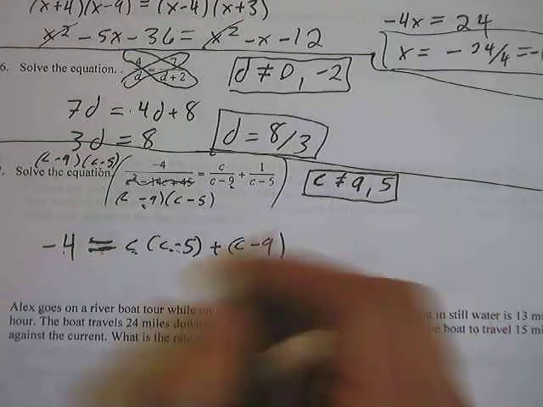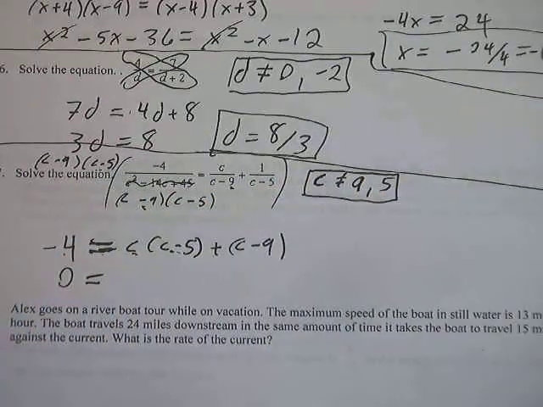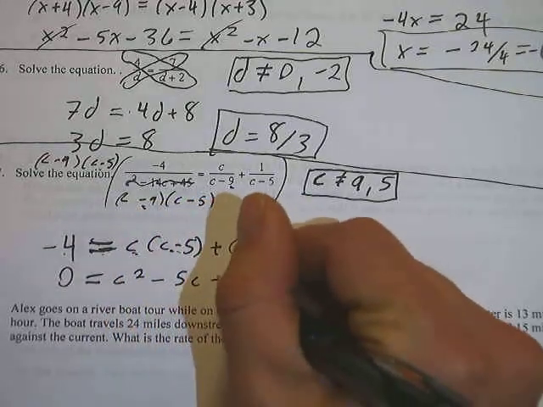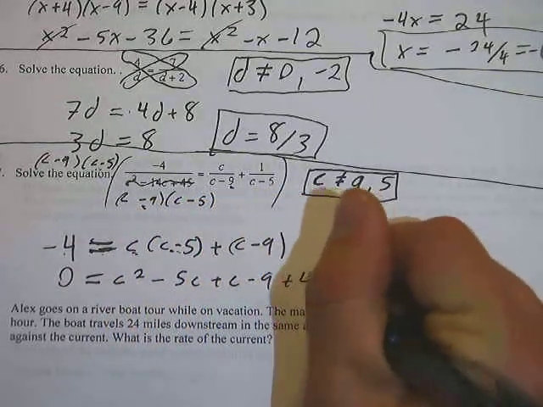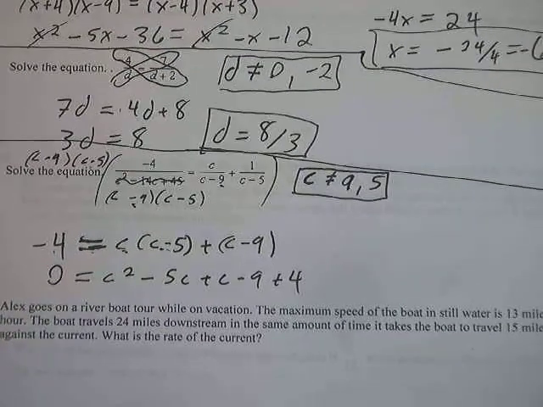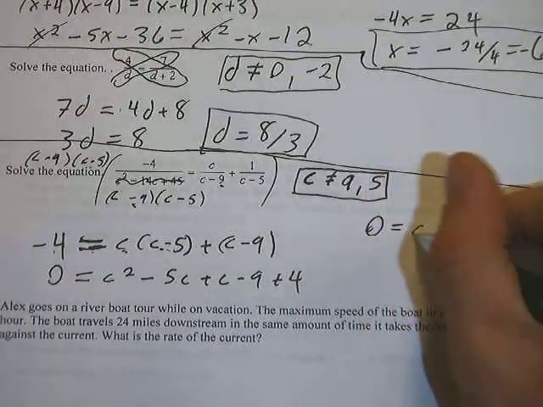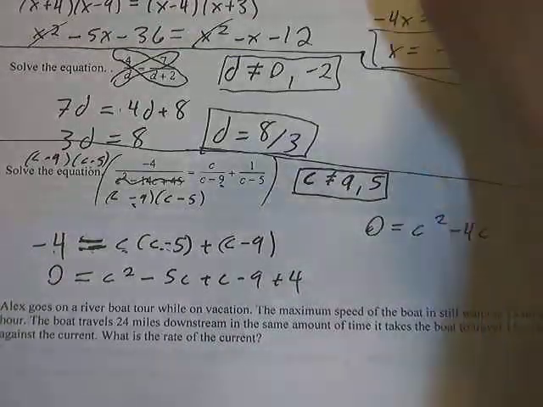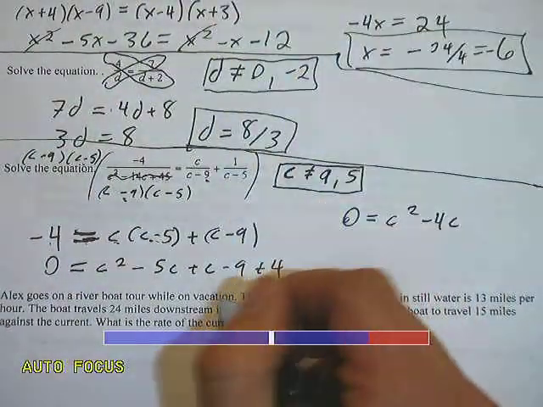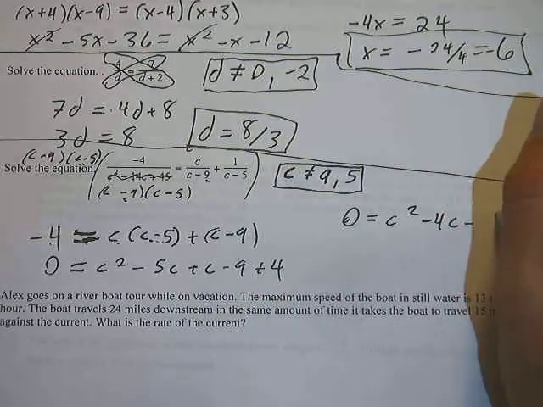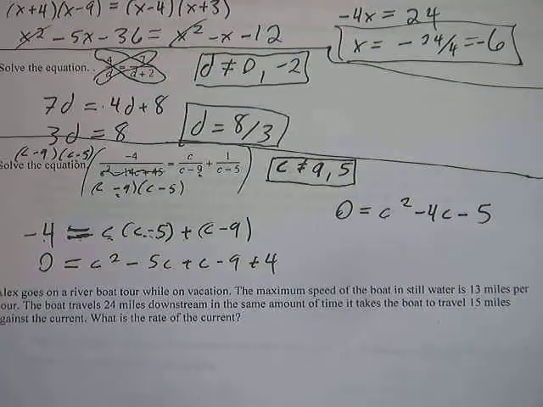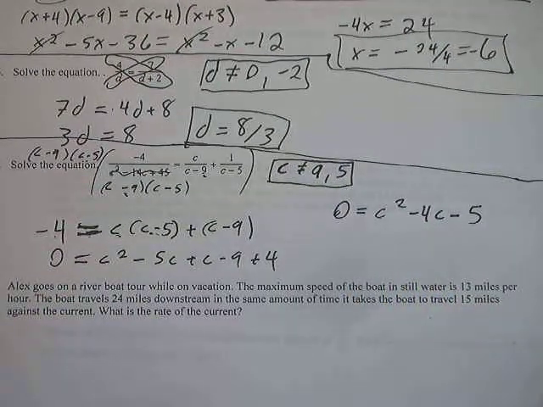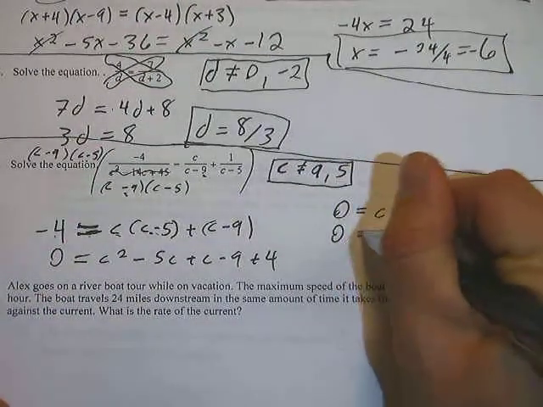At this point, we're going to want to distribute what we've got here. And I'm going to have a quadratic because C times C is C squared. So I'm going to move that 4 over there by adding, and make this a 0 so I can solve this quadratic. C squared minus 5C plus C minus 9 plus 4. And so 0 equals C squared. Negative 5C plus C is negative 4C. And negative 9 plus 4 is negative 5.